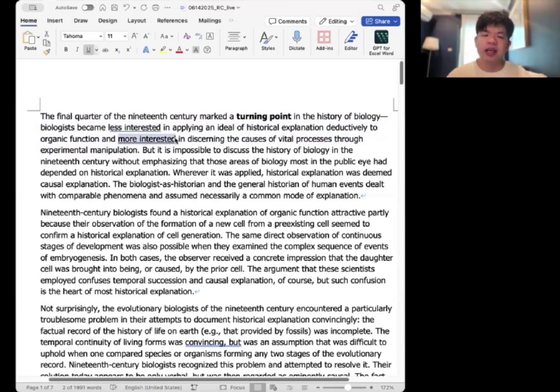Okay, so there is less interest in certain things such as applying historical explanations to someone or something. There is more interest in applying them to the organic functions of biology. What are people interested in? They are more interested in using experimental methods to explore the origins of biology in this way.